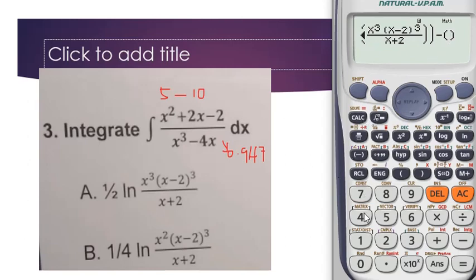That's what we have: 1/2, and then we have the natural log of the same expression. Let's keep this in a bracket.